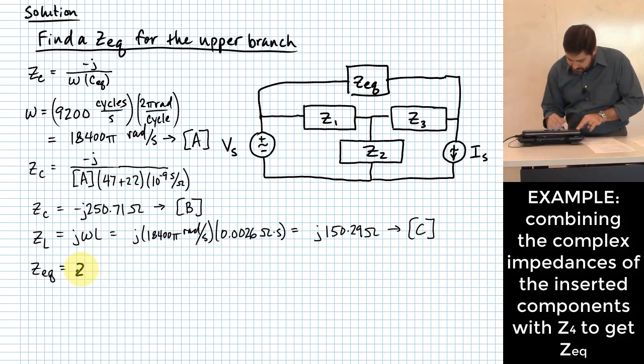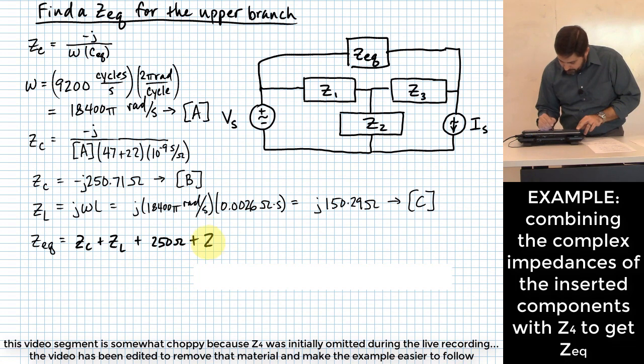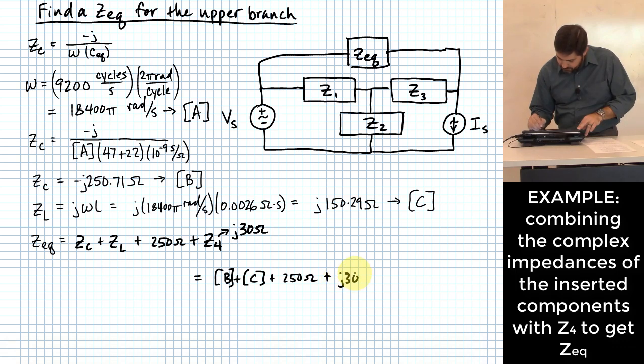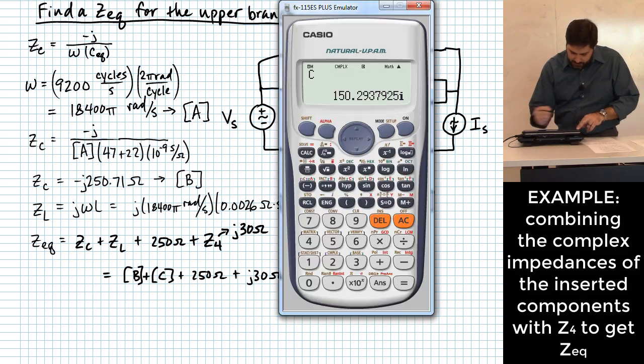It's equal to ZC plus ZL plus 250, is that what it was? 250 ohms, I think it was, plus Z4, right? And Z4 was 30 ohms J. We have plus J30 ohms. All right.